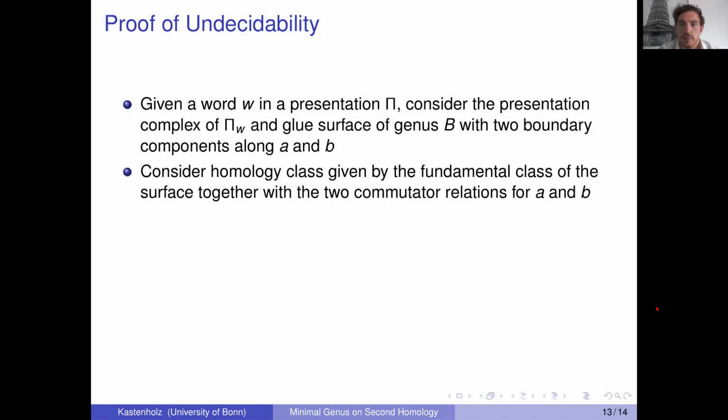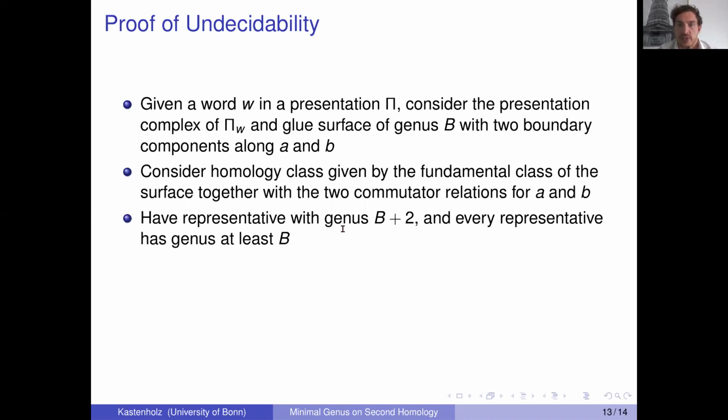Because if you remember your topology 1 classes, you know that if a curve is actually a commutator, then I can extend the curve to a torus with 1 boundary component. So what we immediately get is a representative of this homology class by a surface of genus B plus 2, where this is just given by taking the surface of genus B and then taking the 2 commutator relations for A and B.